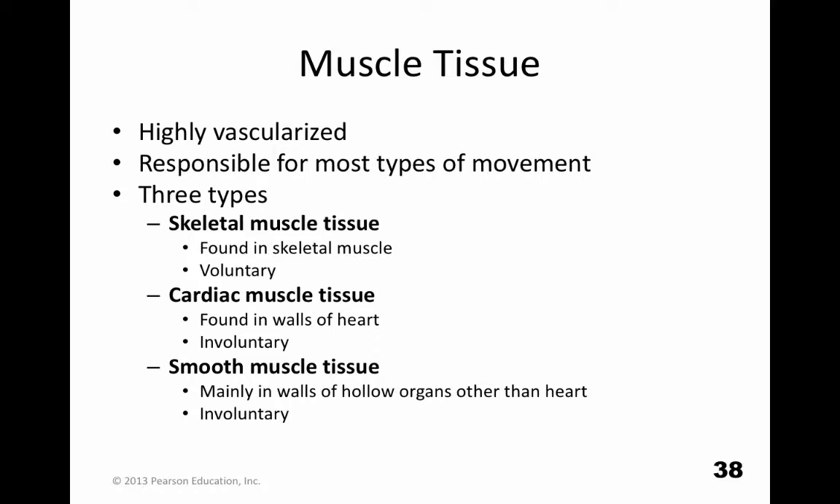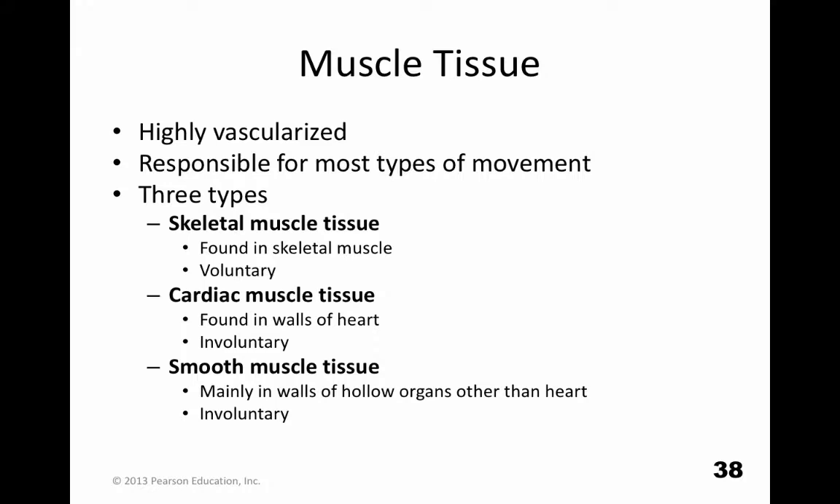Skeletal muscle tissue is found in skeletal muscles. That's voluntary. That's what's going to allow our arms and our legs and parts of our body to move. Cardiac muscle tissue, think cardiac is in heart, and that's involuntary. And smooth muscle tissue is found in hollow organs other than the heart, and that's involuntary.